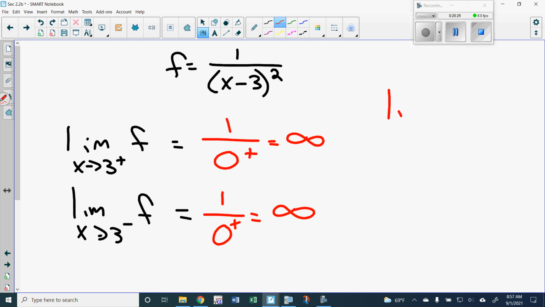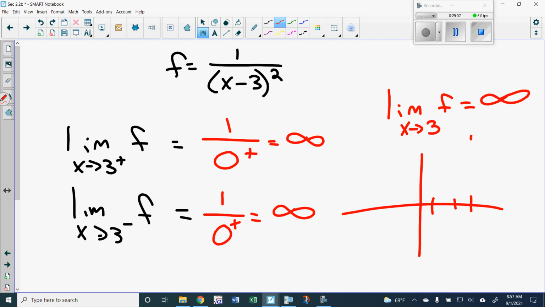So, what about the limit at 3? It's the same. Does it exist? Yes, because they're the same. If the limit from the left and the limit from the right are the same, by theorem Bob, the limit here is also infinity. If you graph this, it looks like this. 1, 2, 3. Here's your vertical asymptote, and it looks like this. They're both going up.